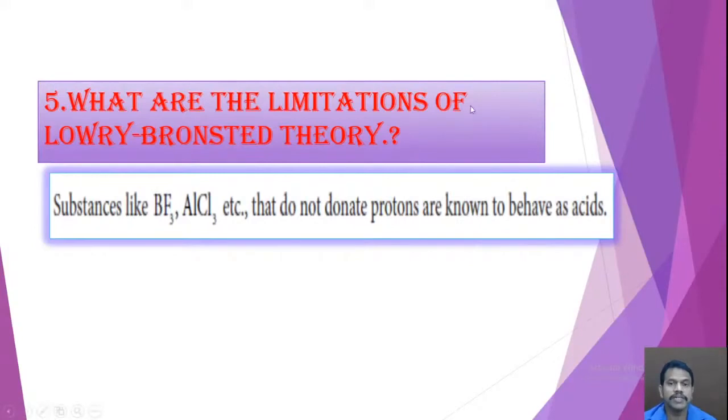Okay. So what are the limitations of Lowry-Bronsted theory? The Arrhenius limitation also we have seen. Likewise, we can see the limitation of Lowry-Bronsted theory. The substances BF3, boron trifluoride, and AlCl3, aluminium chloride, both do not donate the proton because there is no hydrogen. H plus is called a proton, but these two substances don't have any proton, but behave as acid. But Lowry-Bronsted's concept did not explain why it is called an acid. According to the concept, this is wrong. Okay. So later, the third scientist came.